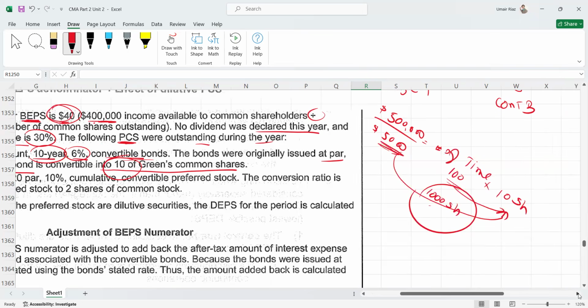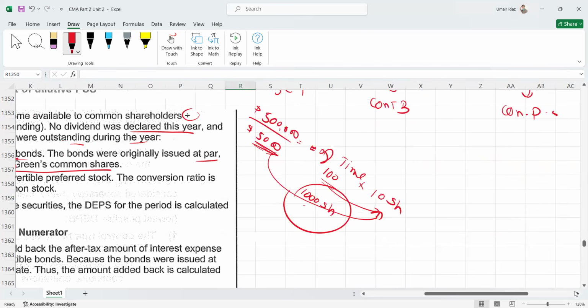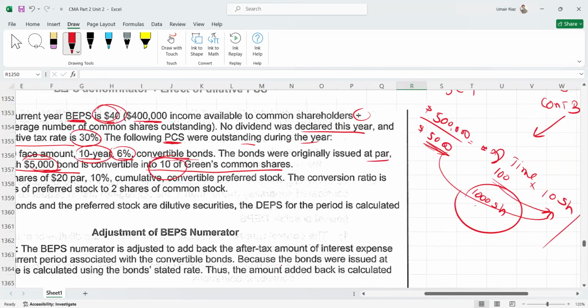Same way you have to calculate interest saved also. This is the bond adjustment I'm doing. Interest saved you also need to calculate. This is for convertible bonds. Okay. How much interest is saved? How is interest calculated? Face value, which is 500,000, multiplied by the rate of interest. What is the rate of interest? See, check here. Rate of interest is 6%.